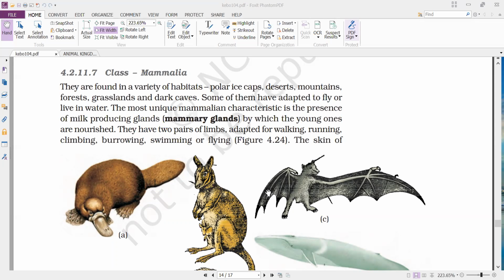Next, some of them have adapted to fly or live in water. Not all mammals are terrestrial. Some are adapted to fly and some are able to live in water, that is, an aquatic habitat.